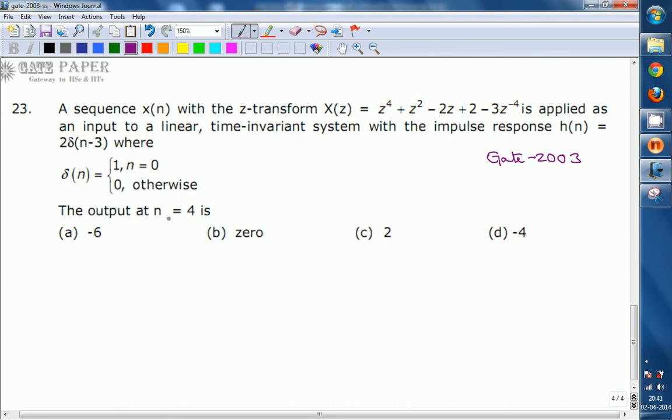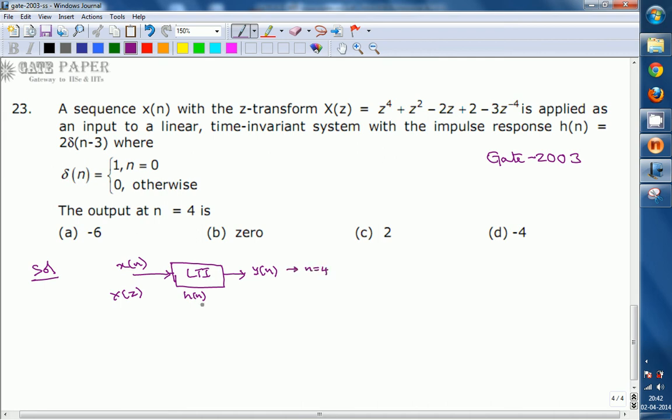Then the output of the system at n equals 4 is what we need to find here. So coming to the solution: given an LTI system with input x of n having the z transform X(z), and the system having the impulse response h of n, and representing the output with y of n, we need to find the output of the system at n equals 4.